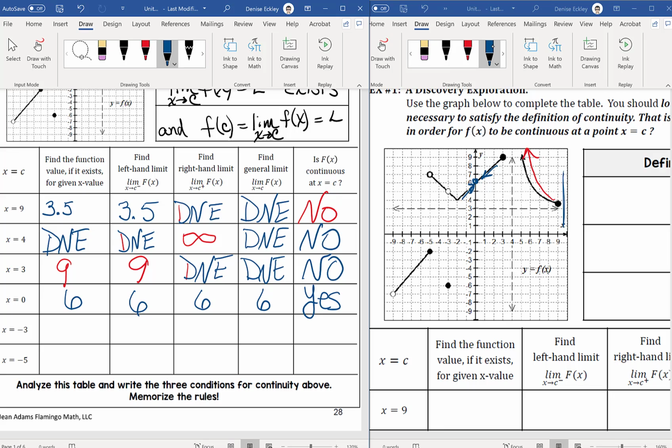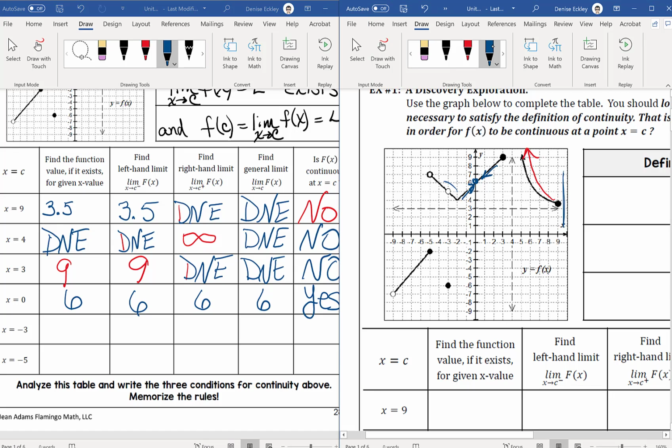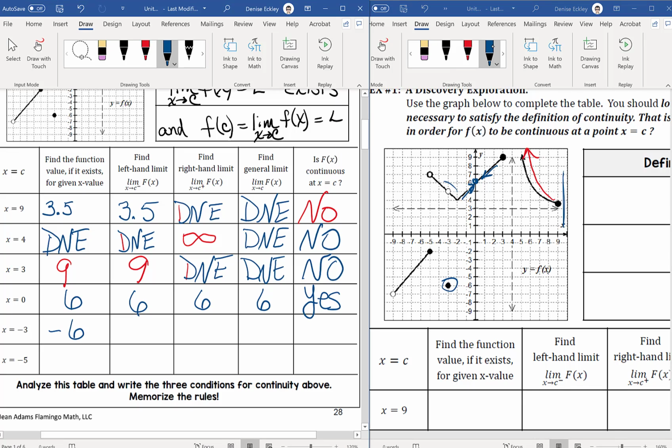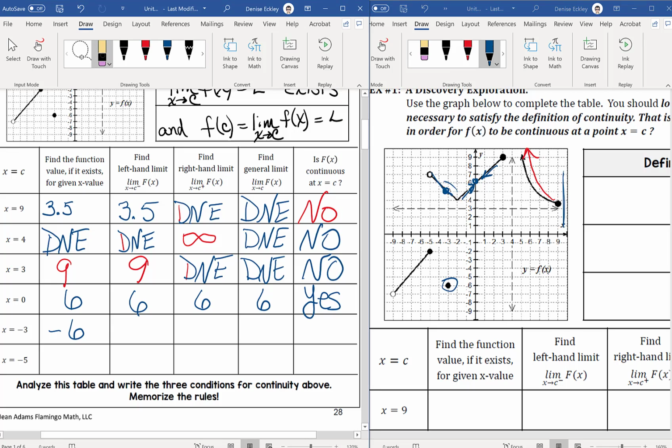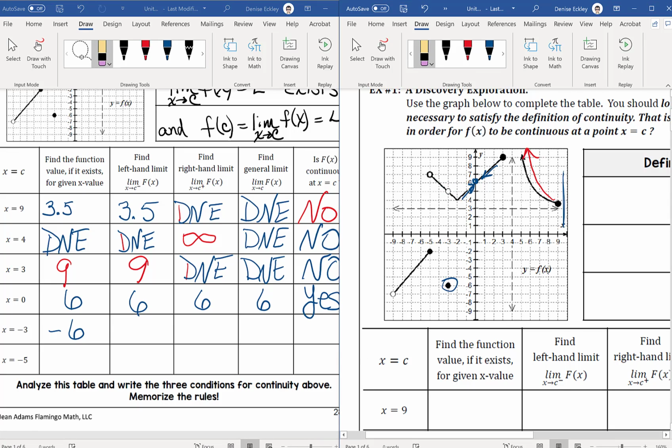Then at -3, the value of the function is -6. The limit from the left is 5. Is that 5 or 4? 5. Let me erase that. I've got too much going on here. Okay, at -3, the limit is 5.